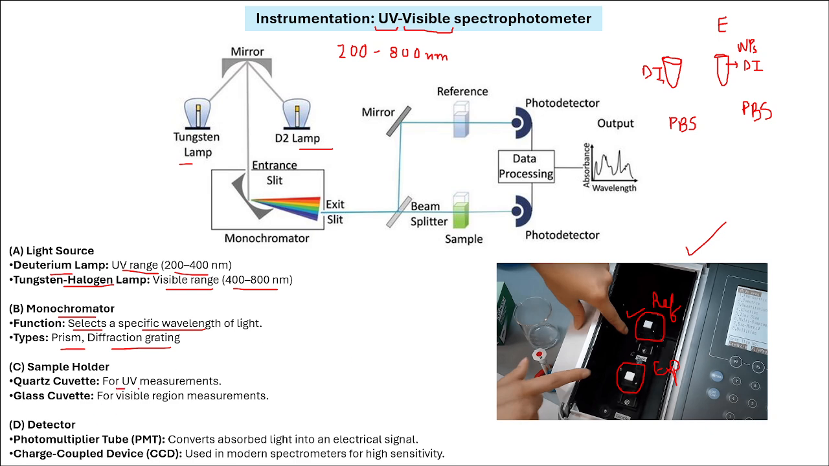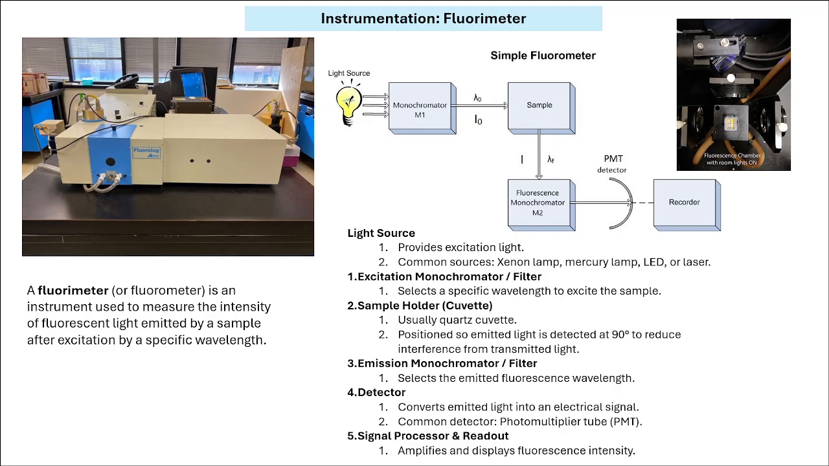If you are measuring in UV, you use a quartz cuvette, or if you are only doing the visible region, you can use a glass cuvette. And then always remember the names: photomultiplier tube and charge-coupled device detector, which are used for the detection.